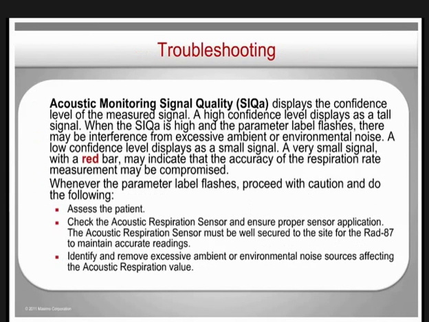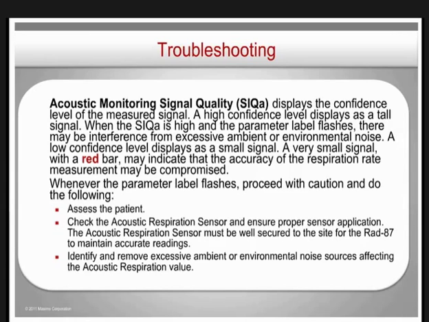We will now discuss troubleshooting. We will first discuss Signal Identification and Quality Indicator, or SIQA. SIQA displays the confidence level of the measured signal. A high confidence level displays as a tall signal. When the SIQA is high and the parameter label flashes, there may be interference from excessive ambient or environmental noise.